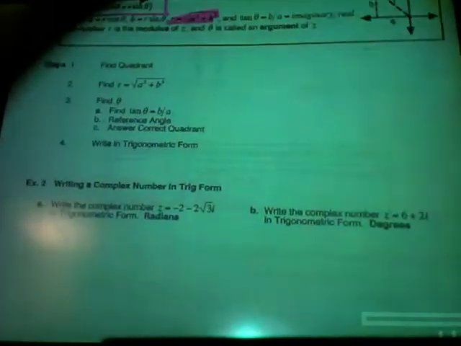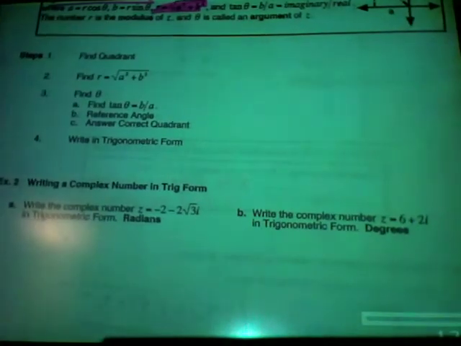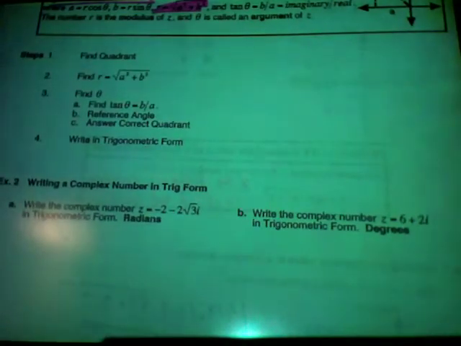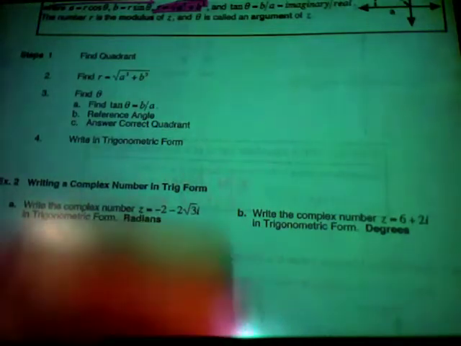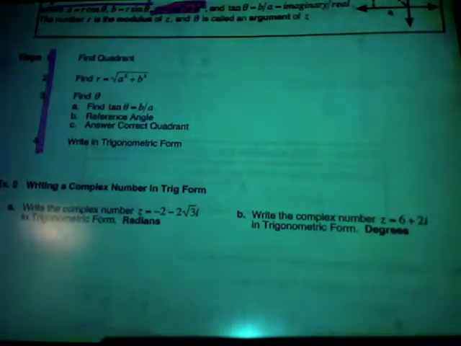So then I have put here the steps that you're going to follow to find your trig form of a number. So I would definitely learn these and study them before next Thursday and Friday. More specifically before Friday. You've got 1 week. The very first thing we're going to do is find the quadrant that our complex number is in. Then you're going to find R, which is your absolute value. Then you're going to find theta.